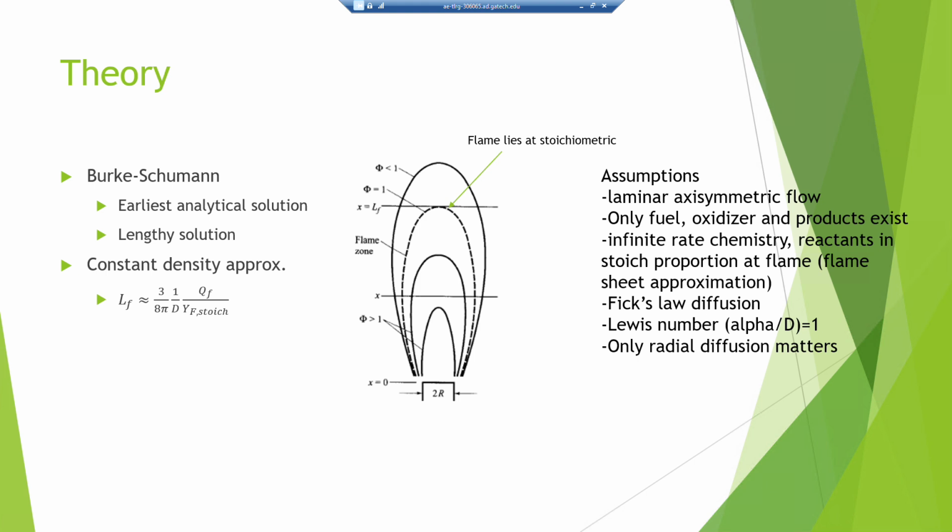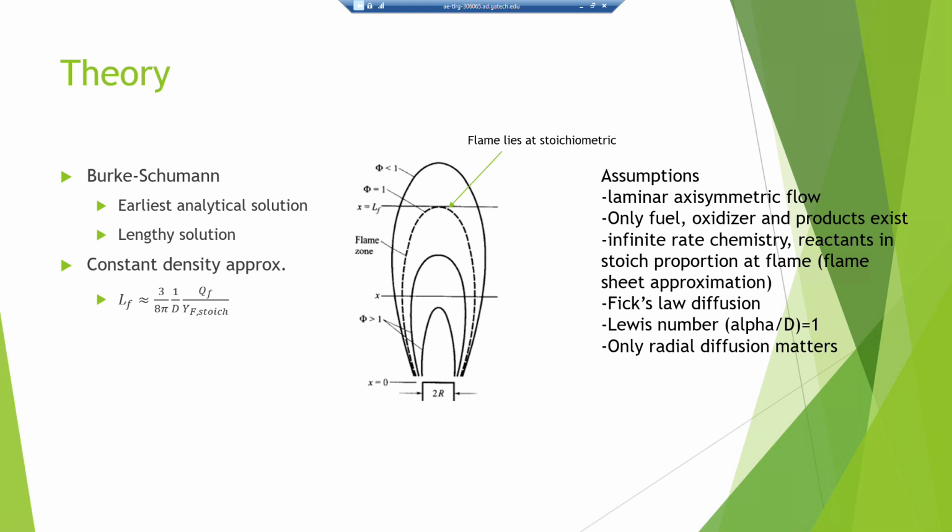Now, I'll discuss some of the theory for this problem and what I will be comparing my numerical results to. There are many assumptions that go into the analytical treatment of this problem as listed on the right, but I will specifically note what is called the flame sheet approximation. This just says that we have infinite rate chemistry, and as a result, the fuel and oxidizer react in a very thin region that we consider to be the flame. In other words, the flame is infinitesimally thin and lies exactly where the reactants are in stoichiometric proportion, as shown in the diagram in the middle there.